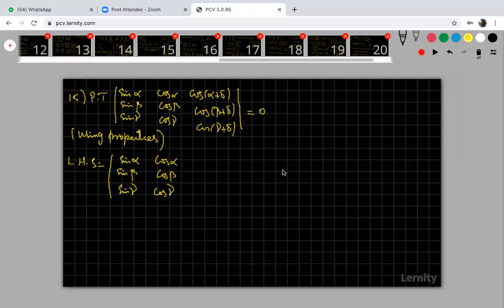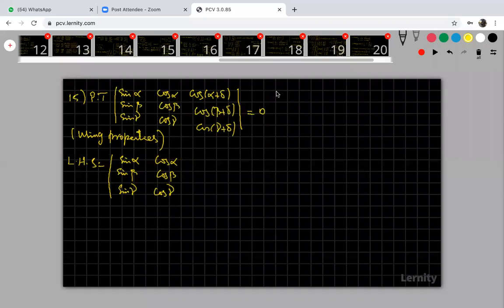If I am applying R1 plus R2 plus R3, I will get all the elements of R1 the same, and that term we can take in common. But here it is not; I am getting different elements and I am applying R1 plus R2 plus R3. Then what to do, sir?